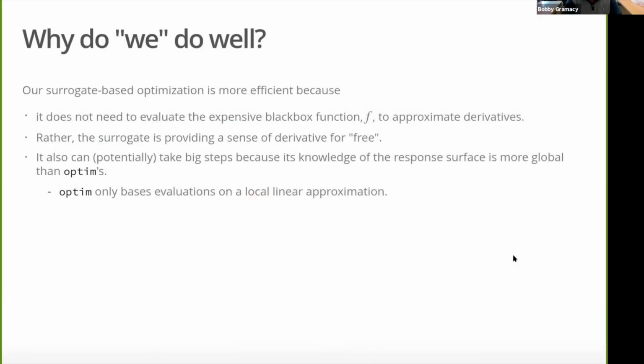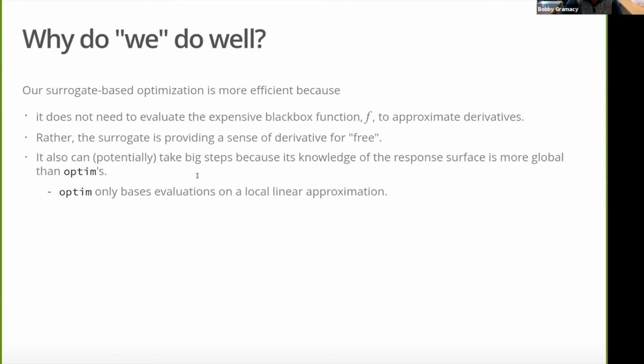So we've talked about this already. Why did our method do well compared to the conventional optimizer? One is we don't approximate derivatives, or the sense in which we do is much different, if you want to argue that we do. We're getting a sense of derivative and a lot more besides for free.